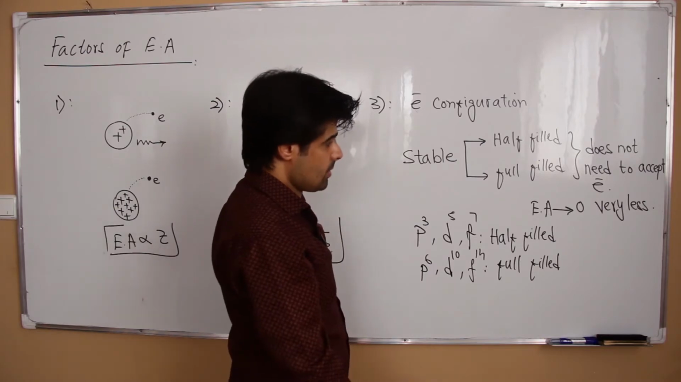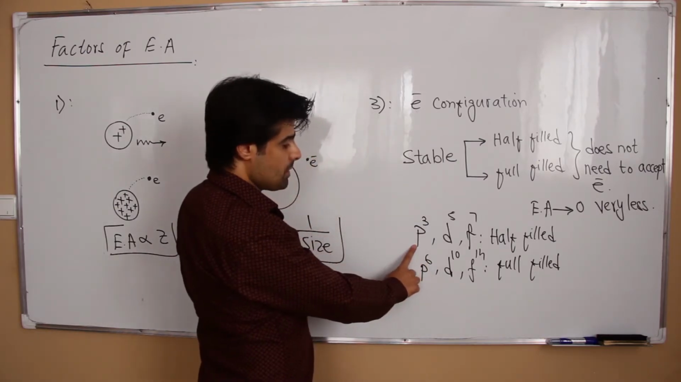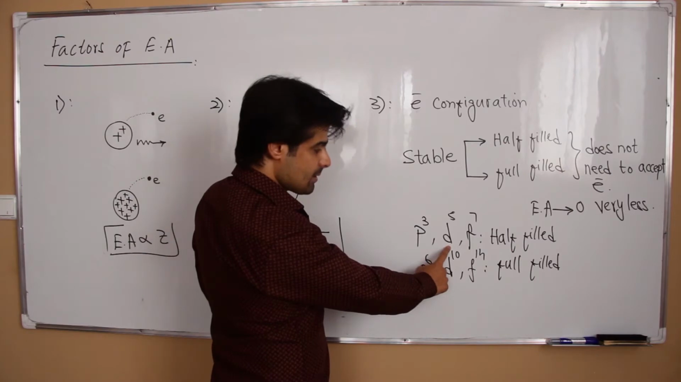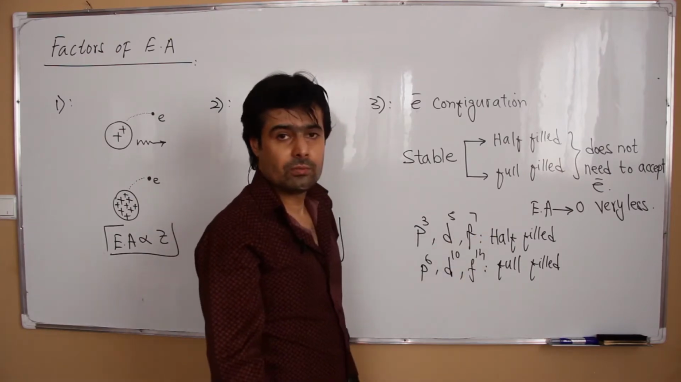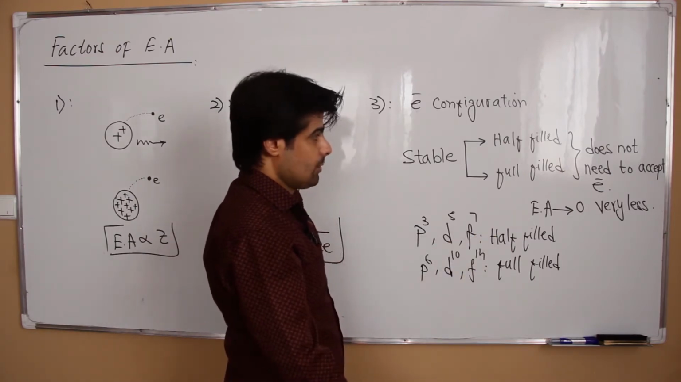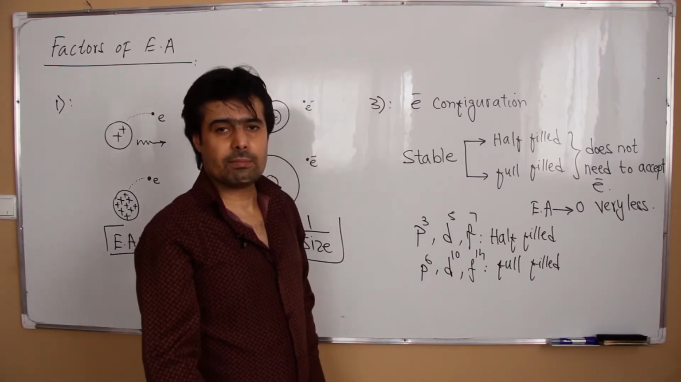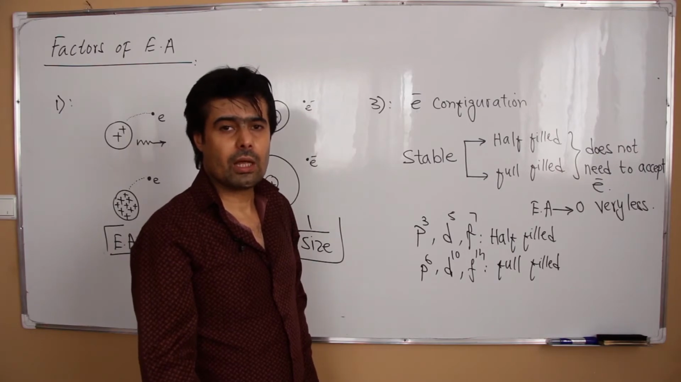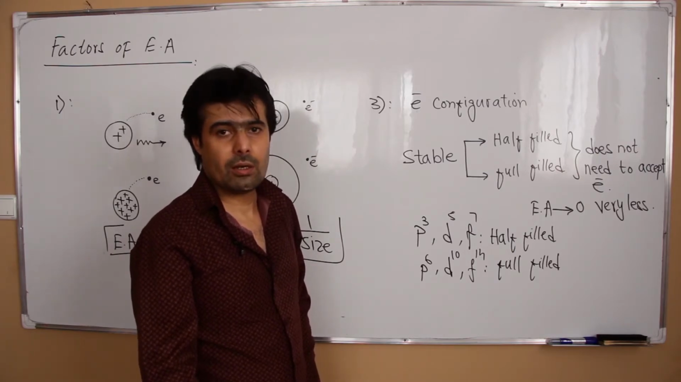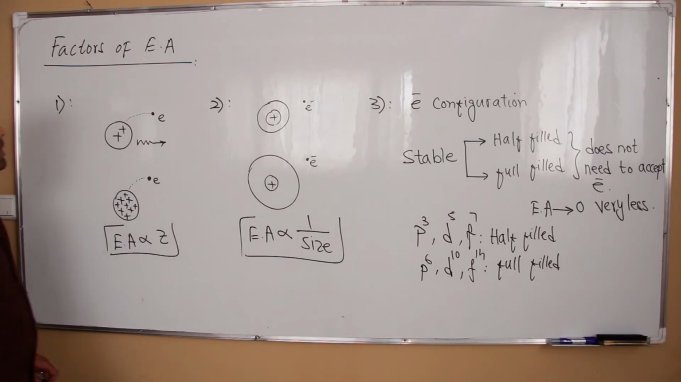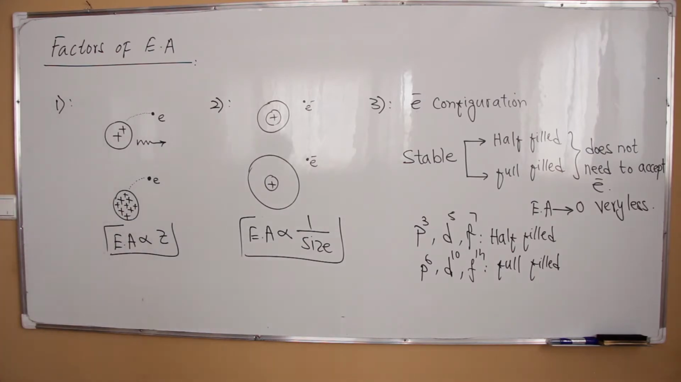In other cases, if we have p4 or p2 or d4, d6, and for f also, on that occasion the atom needs to accept the electron and put it in one of its orbitals. These are the factors which electron affinity depends on. Now, write it down. We will come, inshallah, to the variation of the electron affinity in the periodic table.